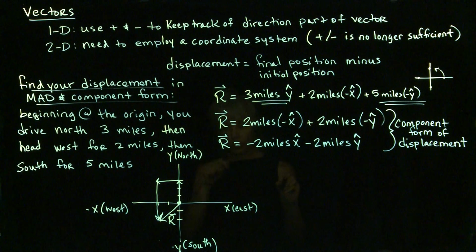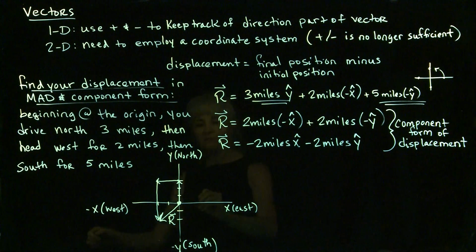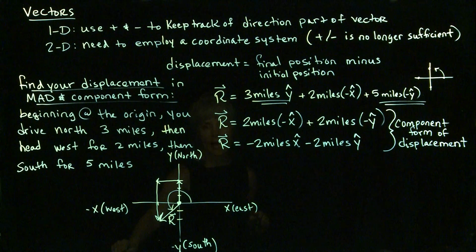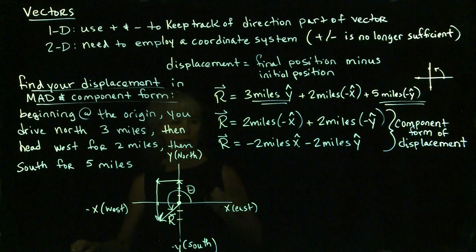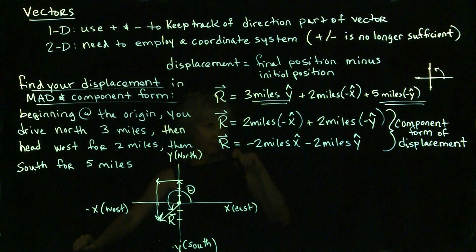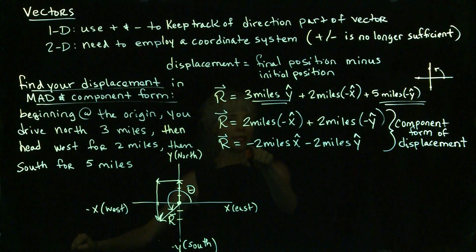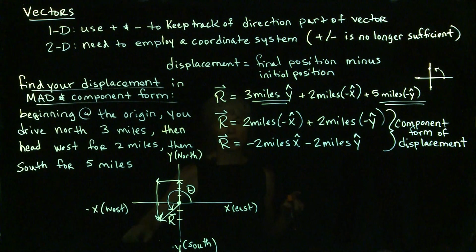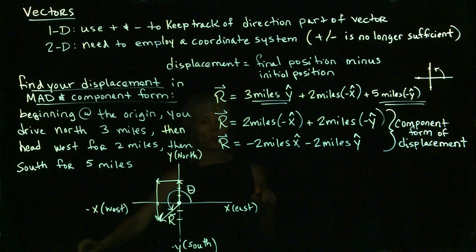Now what about the MAD form? So remember, the MAD form is how long is this arrow and what angle does it make with respect to the x-axis. So that angle I'll call theta. So MAD form for r is going to be the length of r and the angle it makes with respect to the x-axis. So notice that I have a vector that is along the minus x direction and along the minus y direction. There's only one quadrant where x and y are both negative.